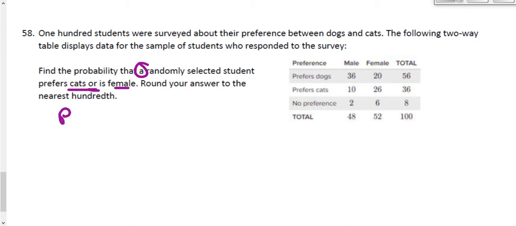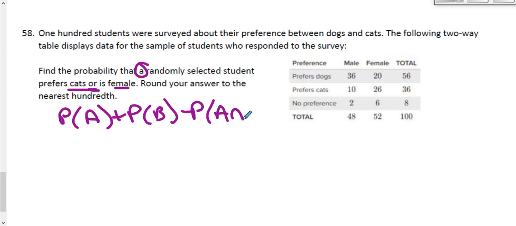So we have to do the probability of event A plus the probability of B minus the probability of A and B. So we have to do the addition rule here. So a randomly selected student prefers cats or is female. So prefers cats is our first probability. So here's prefers cats right here. There are 36 students who prefer cats.